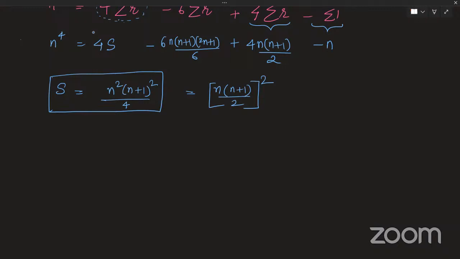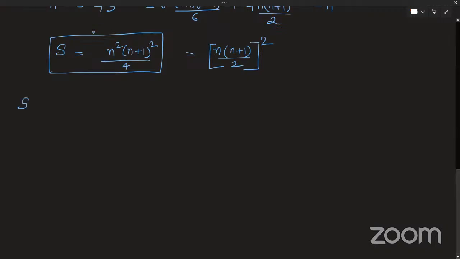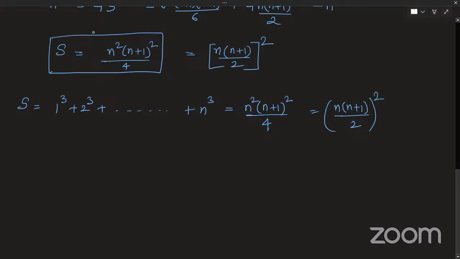Correct, everyone? So what is my S representing, first of all? My S is basically representing 1 cube plus 2 cube plus so on up to n cube, right? The sum of cubes. And its value is n square into n plus 1 square by 4. That is also equal to n into n plus 1 by 2 whole squared. So in other words, it is basically the square of the sum of natural numbers up to n. Got it, everyone?